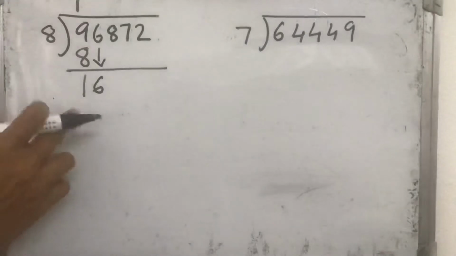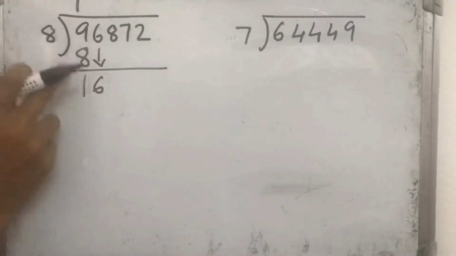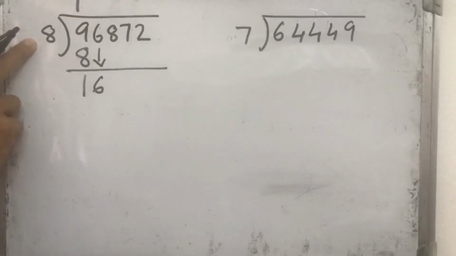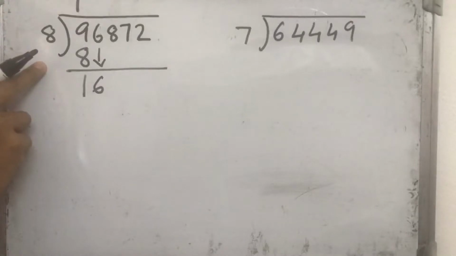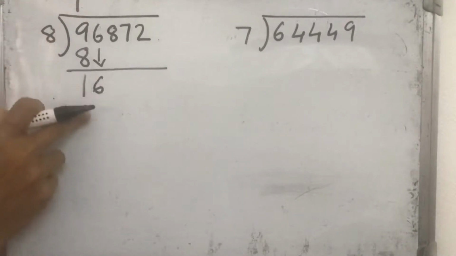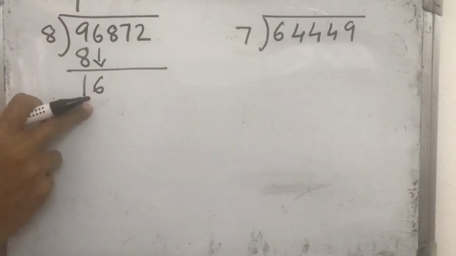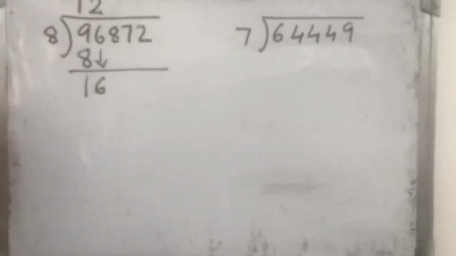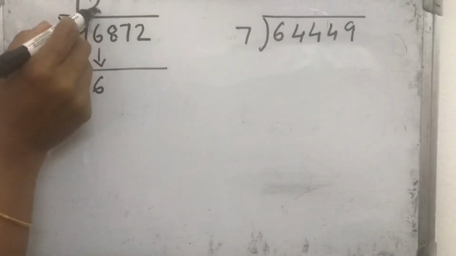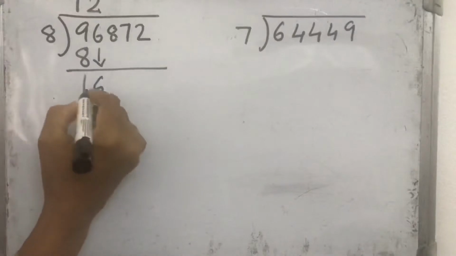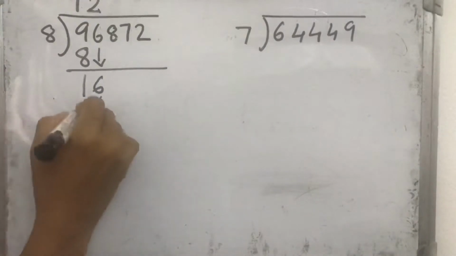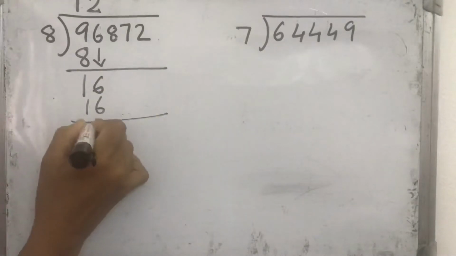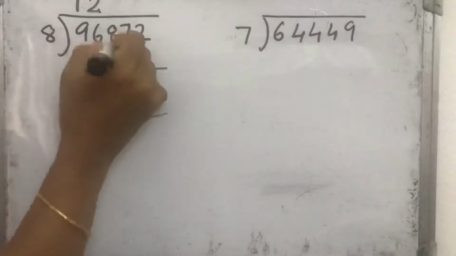Now when we divide 16 by 8, for that we want to know the multiplication table of 8. 1 into 8, 8. 2 8s, 16. So it is exactly divisible by 8. So 16 divided by 8, the answer is 2, which we write on the quotient part. Then multiply this 2 with 8. 2 into 8, 16. Then subtract again. 6 minus 6, 0. 1 minus 1, 0. Then bring down the next digit.